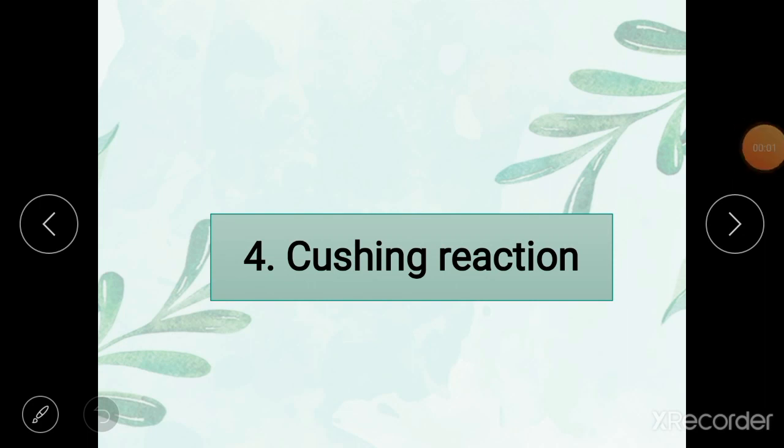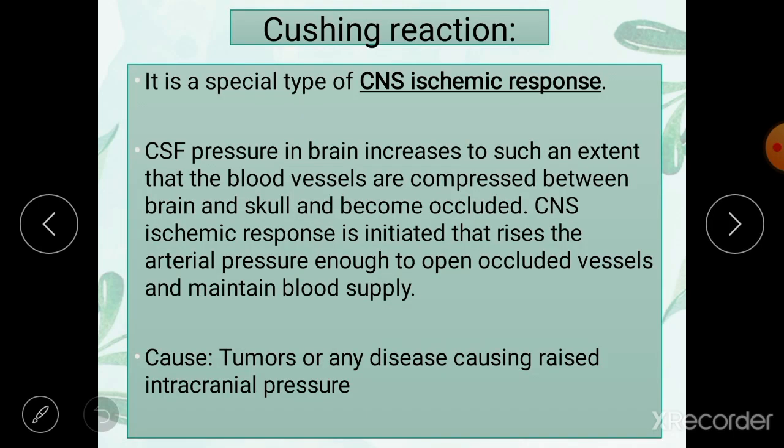There is another mechanism which is known as the Cushing's reaction. Cushing's reaction is in fact a type of CNS ischemic response. But what happens in Cushing's reaction is that there is increased intracranial pressure. Okay, so Cushing's reaction is a type of CNS ischemic response, but in Cushing's reaction also there is decreased arterial supply and decreased blood supply to the vasomotor areas. But what is the reason? The reason is increased intracranial pressure.